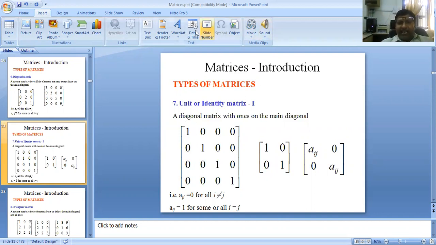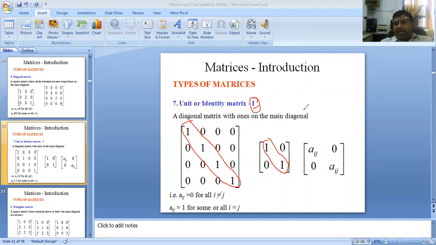So we can see here that in this matrix all the elements except diagonal are 0, and the diagonal elements are in unity. In a similar way, in the second matrix given here, all elements except principal diagonal elements are 0 and principal diagonal elements are 1. Such a matrix is called a unit or identity matrix. A unit or identity matrix is denoted by capital I.